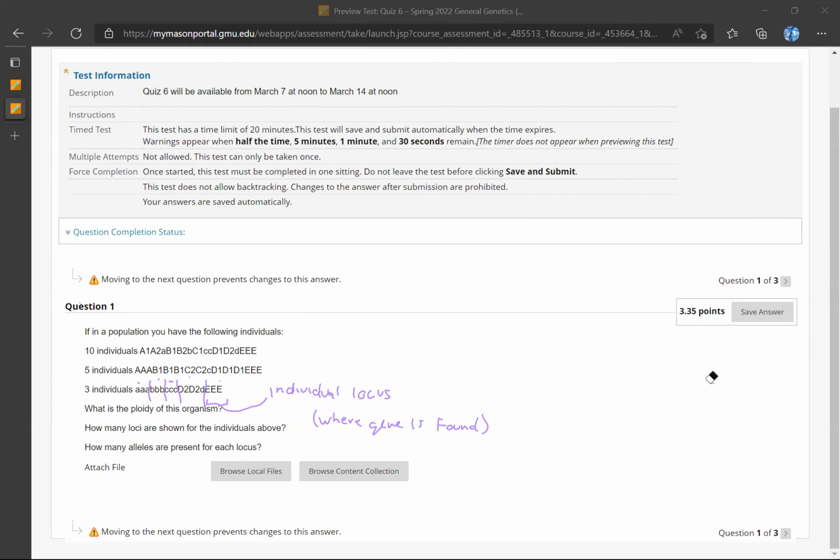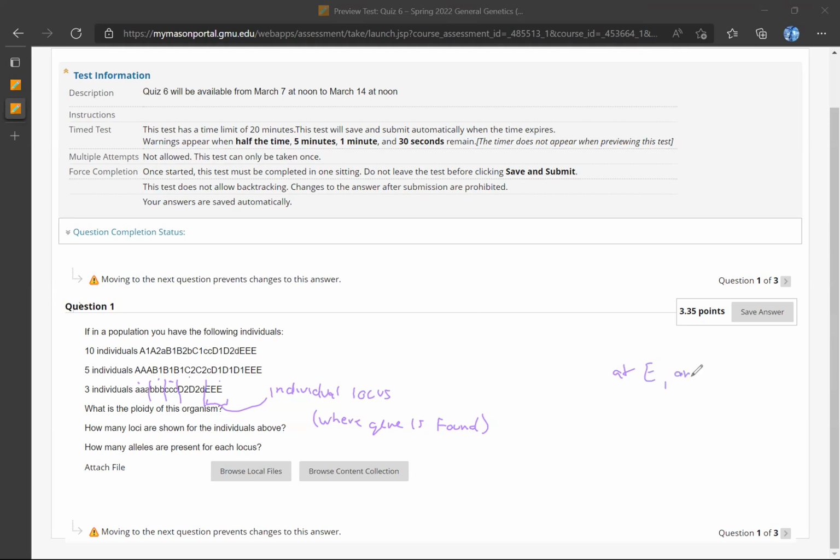So Maya said that for E, she thinks it's just going to be 1 allele at that locus. And yes, for E, that would be correct because we only see 1 kind of allele present, and that's big E. Like that's literally all we see. So for E, we're going to have 1 allele present at that locus.